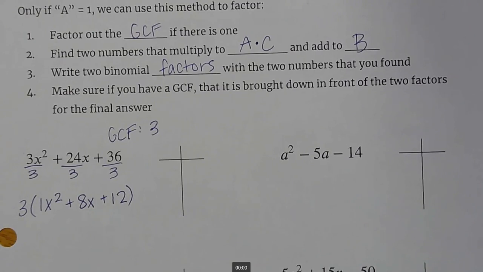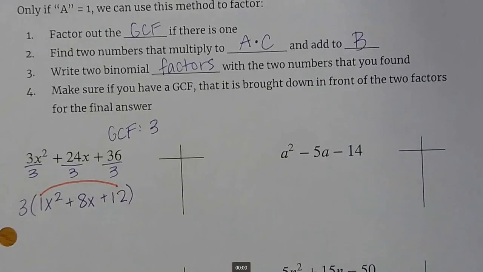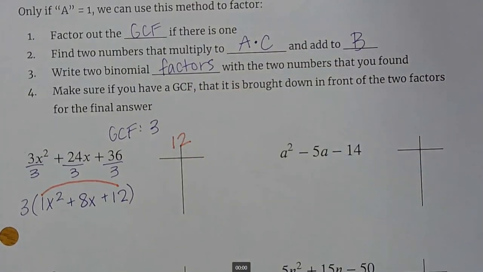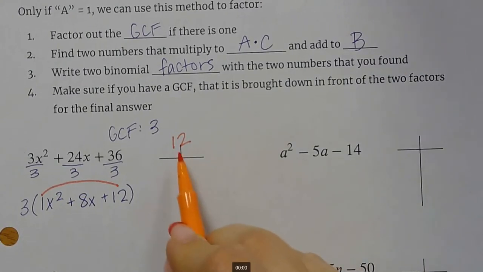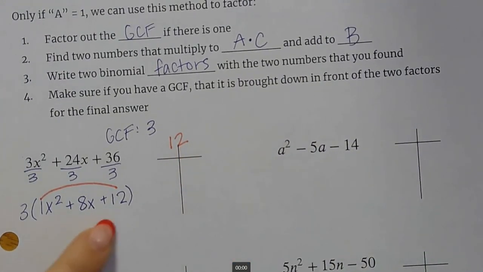Now, once we find our GCF, we need to find what a times c is. When I do a times c, I usually draw this little rainbow thing. I go a times c. What's 1 times 12? 12. So I want you to write a 12 at the top of this little T-chart here. I want to find 2 numbers that multiply to 12, but I need them to add together to the b value. What's the b value in this expression? 8.